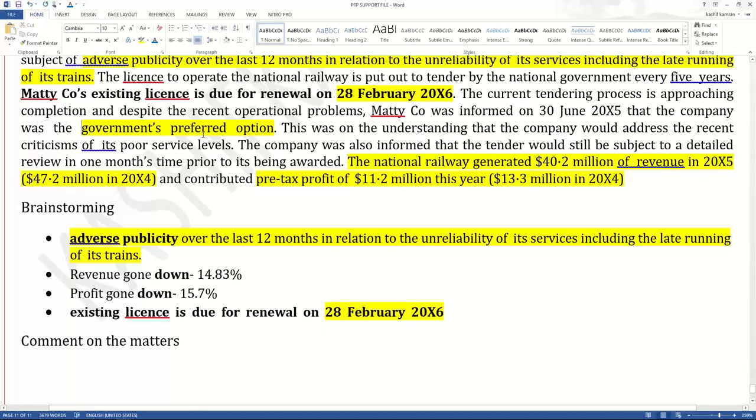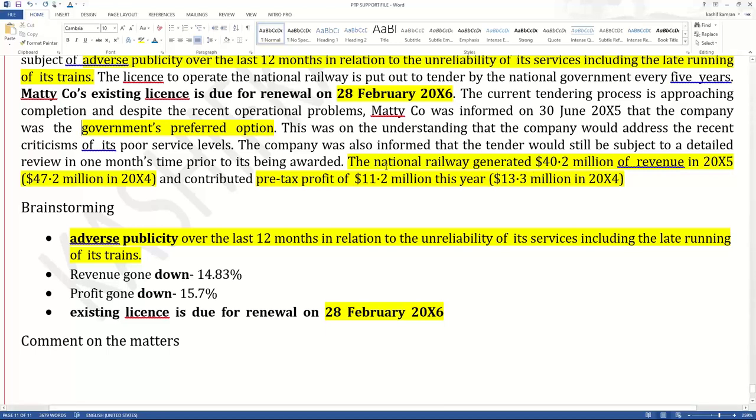So is there a high chance you might get this license even despite the adverse publicity so far, everyone? Okay. This was on the understanding that the company would address the recent criticism of the poor service level. So if the company is able to address the criticism, the government will give you the license. Full stop. The company was also informed that the tender would still be subject to a detailed review in 1 month time prior to being awarded.